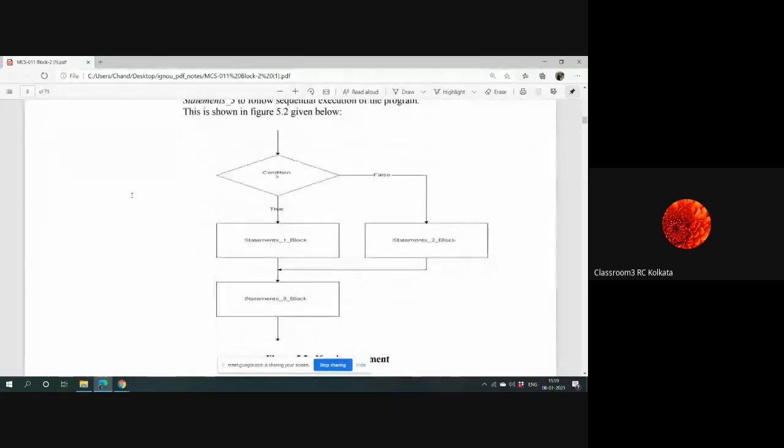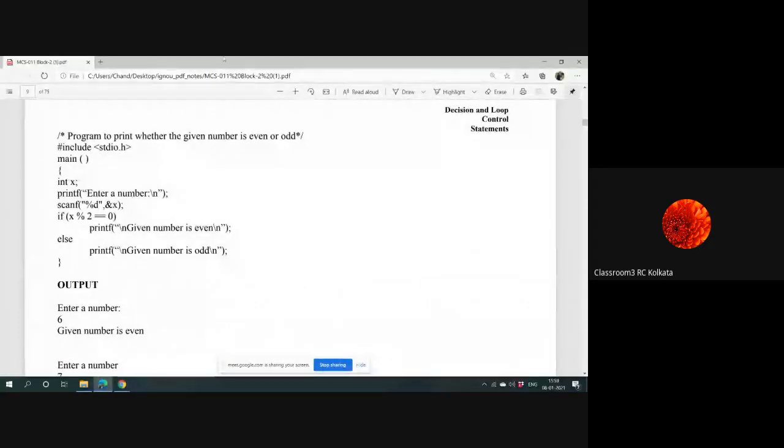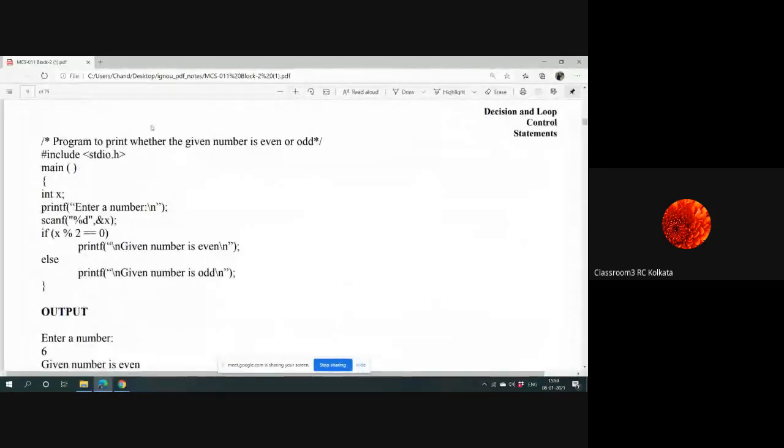Now see, there are various ways of writing C programs. Now the if-else. See this program: a program to print whether the given number is even or odd. So it is an if-else program. Here, x is a variable whose value is not given, and you have asked to enter a number. In scanf, why have you given %d instead of %f?